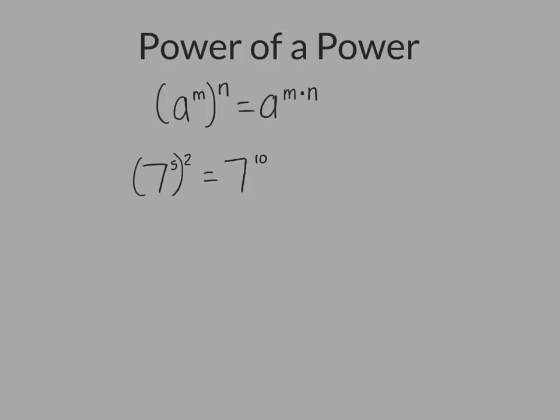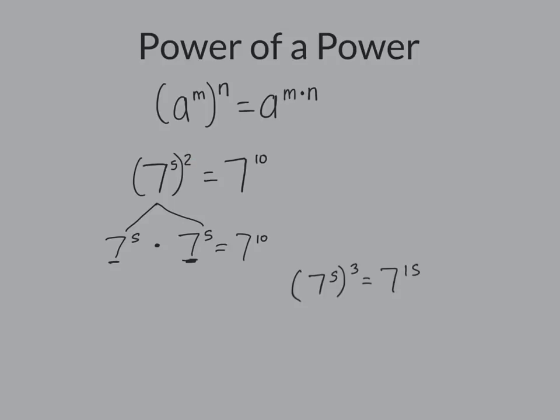Again, a quick explanation for why this works. 7 to the power of 5 to the power of 2, what I'm doing here is 7 to the power of 5 times 7 to the power of 5. I have 2 of them that I'm multiplying. And so I have the same base that when I put them together with multiplication, this would be 7 to the power of 10. So it's essentially adding this exponent this many times. That's why we can multiply them.